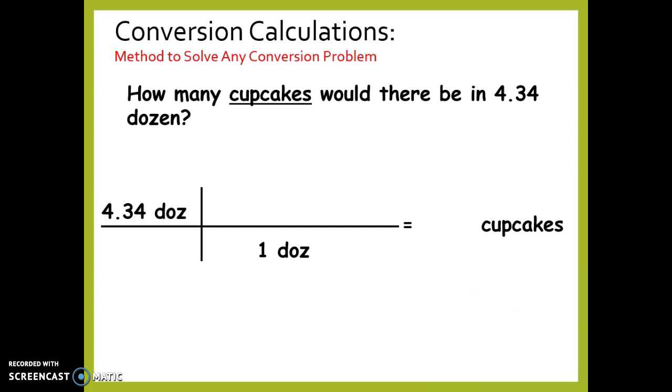So what unit's going to go on the top? Isn't that what we want to end up with? Do we have it anywhere in our problem yet? So we're going to put cupcakes on the top. Now, you can see that the numbers are there. Why are the numbers there? Because you know that 1 dozen is equal to 12 cupcakes.